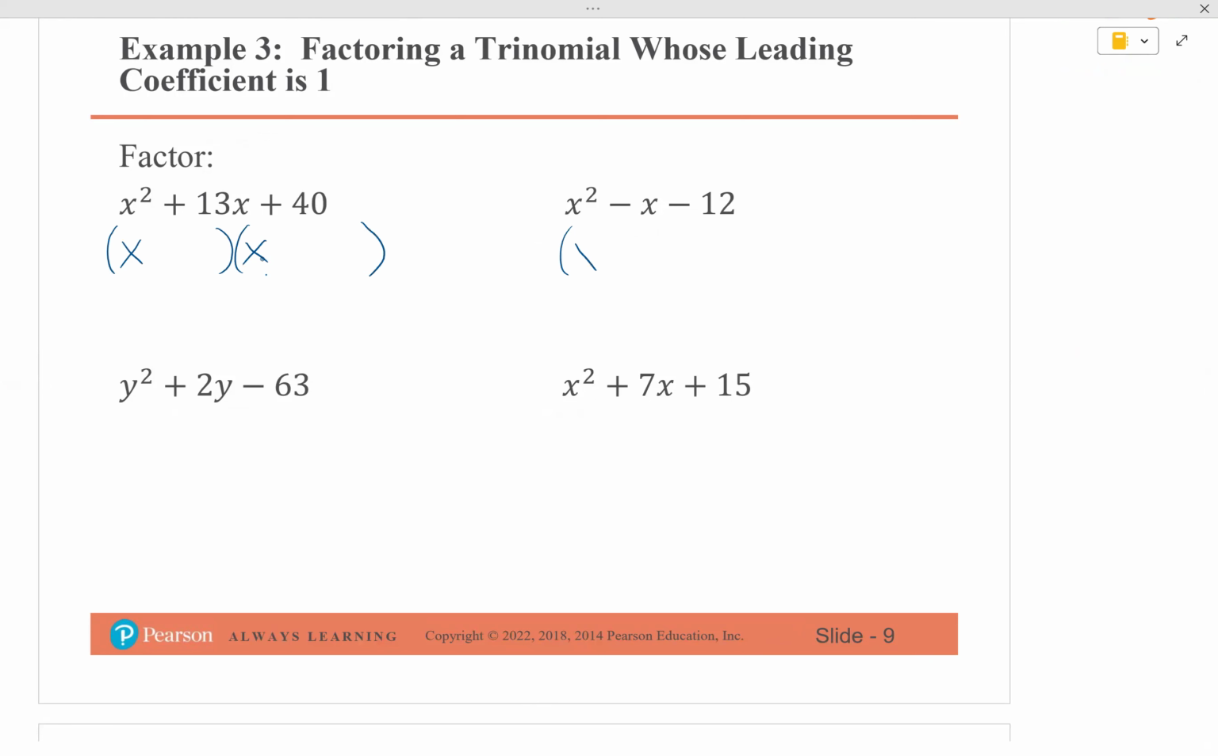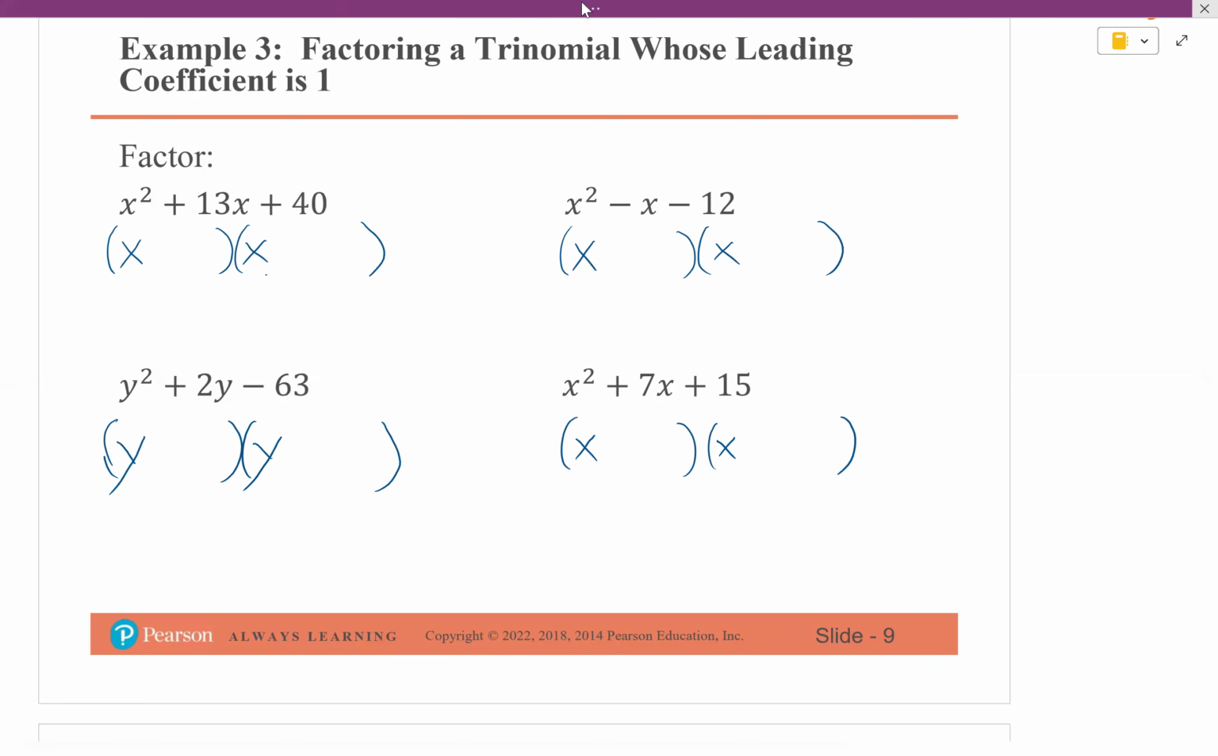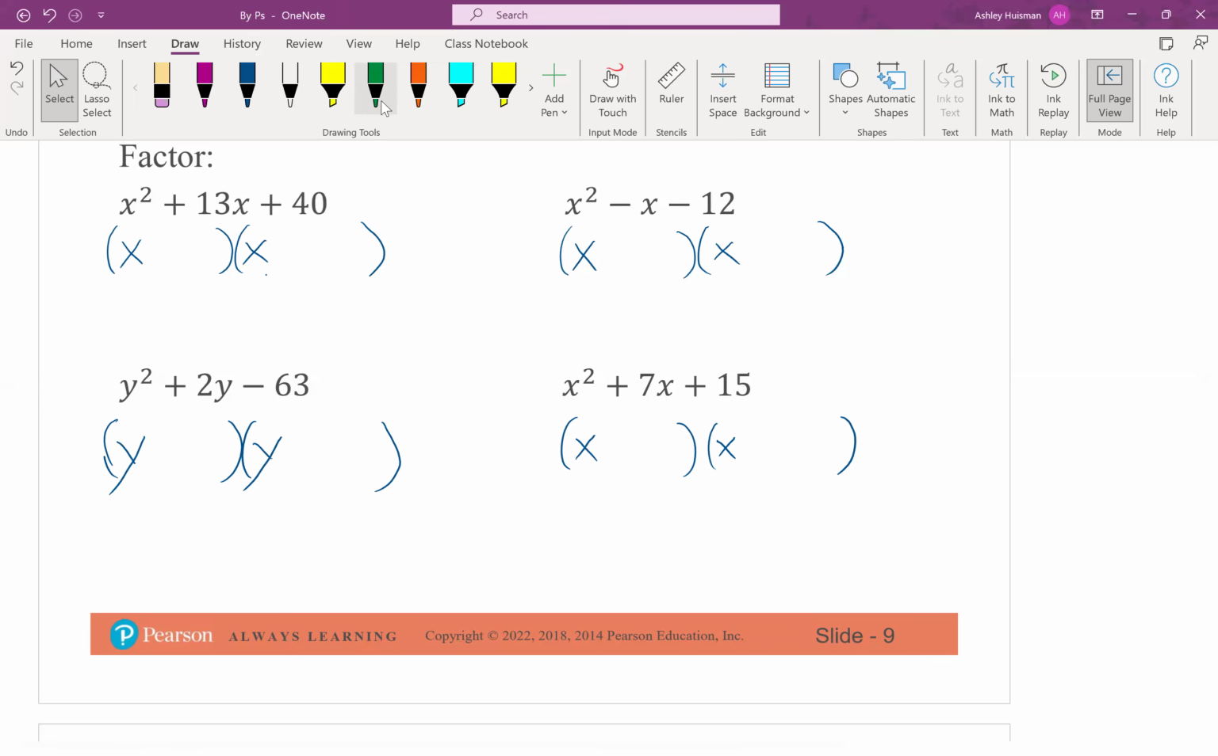This guy, same thing. Binomial with the x, binomial with the x. And then this last one, almost the same thing, except it's a y, but whatever. All right, that's the setup for all of them. Each of them has a unique pair of numbers that I need to determine.